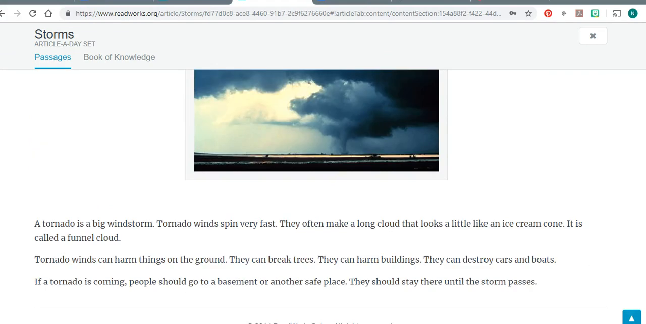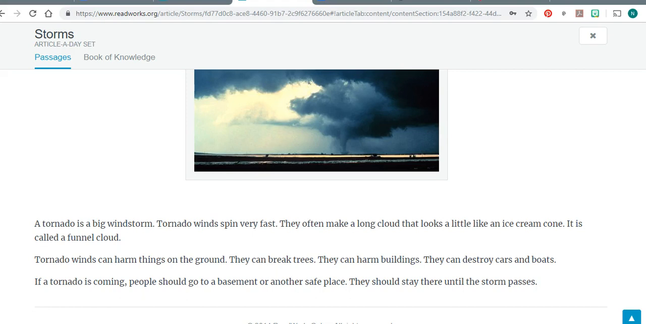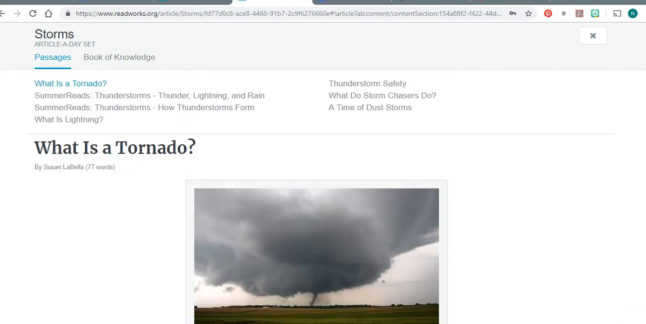So this is a very basic one. There's only a few, and if your student is struggling with comprehension, this might be a good one to start with. And then let's look at some other ones.